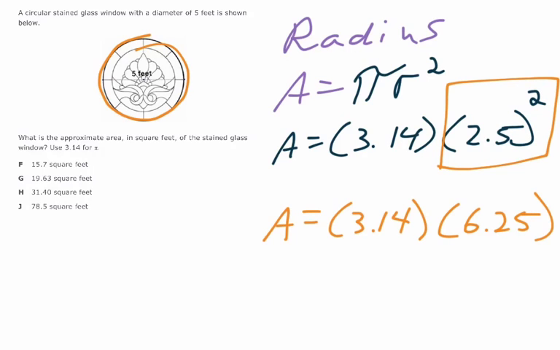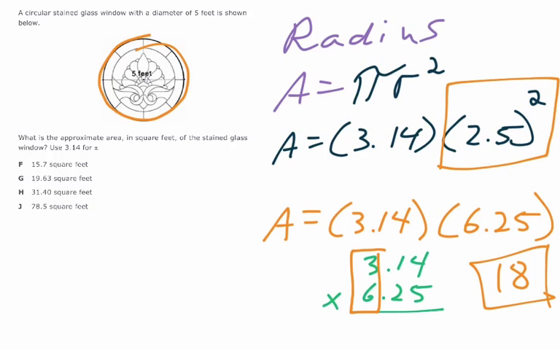I talked earlier about this being multiple choice. I know my next step is I'm going to multiply 3.14 times 6.25. Okay, well, I've got some decimal multiplication, but if I just use my estimation strategy here, I know whole number wise, I have a 6 and a 3 right here. And if you multiply 6 times 3, you're going to get 18. So I'm looking at my answer choices. I know my answer is going to be somewhere around 18.